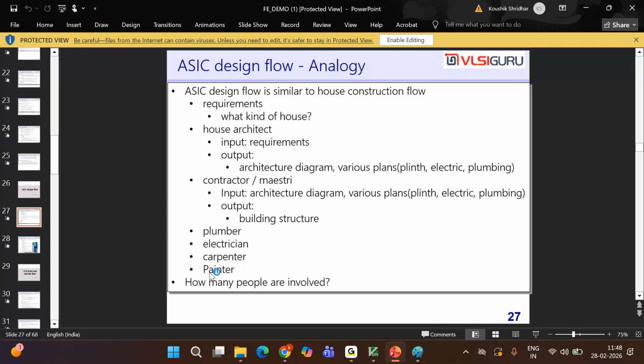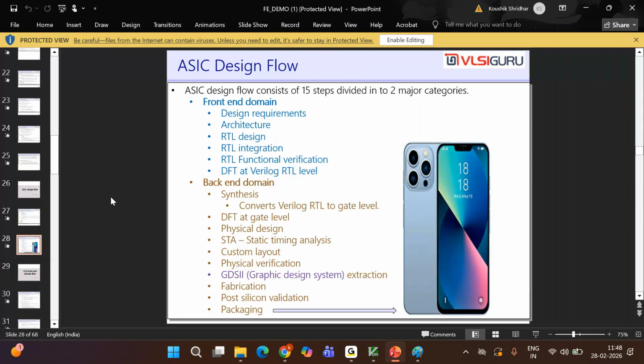Similarly, the ASIC design flow also works like this. The ASIC design flow overall consists of 15 steps divided into two major categories. The two major categories are the front end domain and the back end domain.